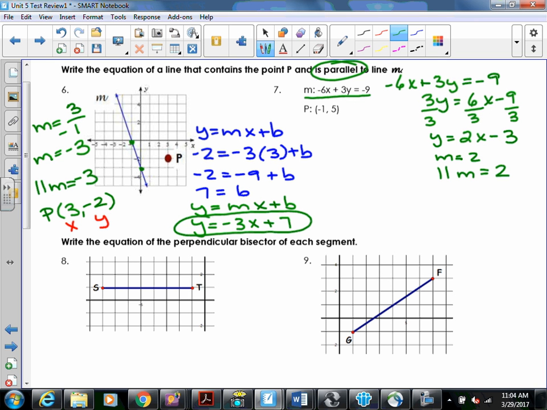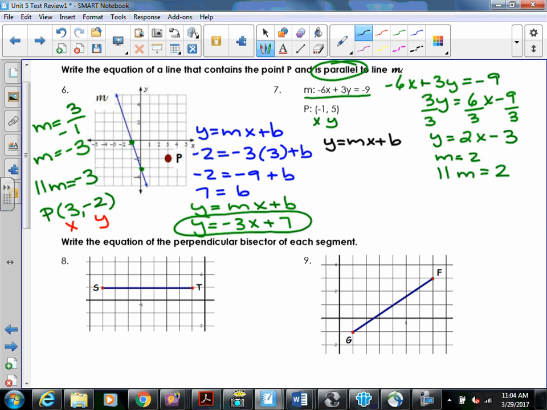So I'm going to go ahead and label this with x and y, because now I'm going to plug this x, this y, and this slope into y equals mx plus b. Is everybody clear on that much? Okay, y equals mx plus b.